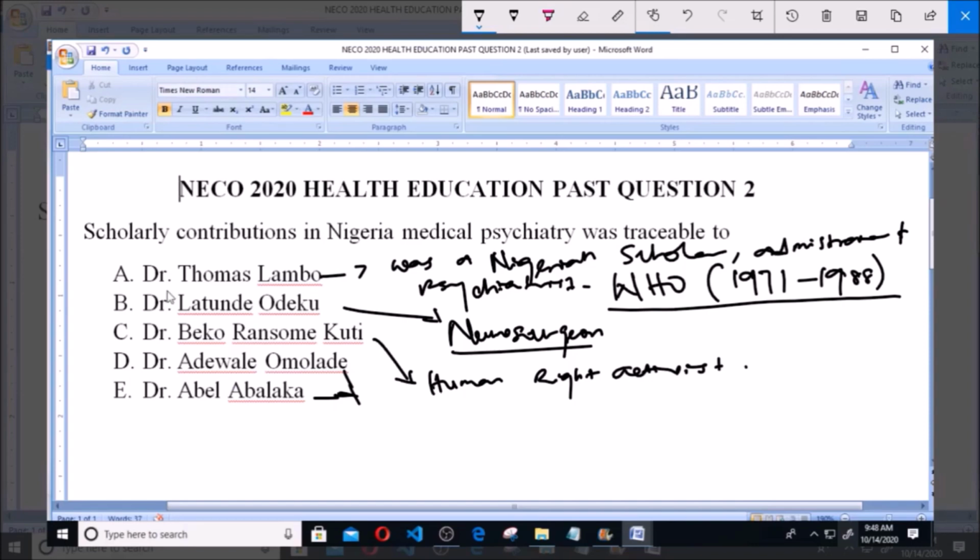Now, the question says scholarly contributions in Nigerian medical psychiatry was traceable to, like I have described, Dr. Thomas Lambo, because he is the first known Western trained psychiatrist in the whole of Nigeria and Africa. But Latunde Odeku should not be mistaken, because he is not a psychiatrist, he is a neurosurgeon. But Thomas Lambo is the psychiatrist, and so is the answer to this question.